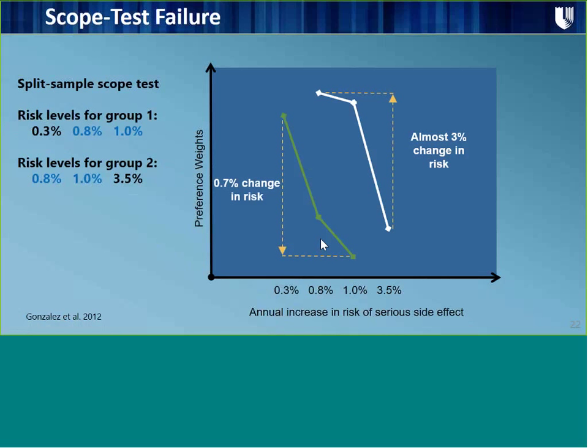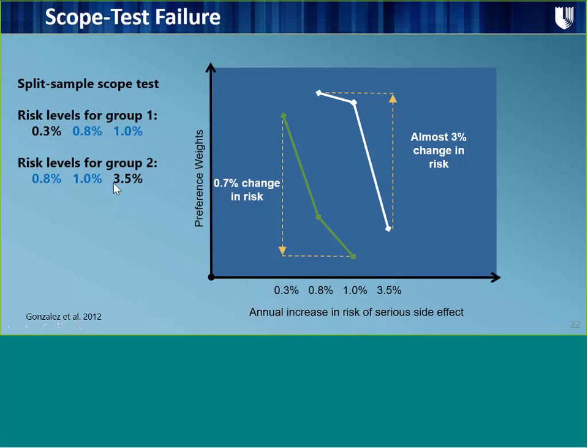So the way we explain this behavior is that respondents are recoding the levels to high, medium, and low, or low, medium, and high. And it doesn't really matter which numbers we show them. Group 1 is recoding 0.3% as low, 0.8 is medium, and 1% is high. And group 2 is recoding 0.8% as low, 1% is medium, and 3% as high. So it really wouldn't matter what numbers we showed them, they would respond the same way.